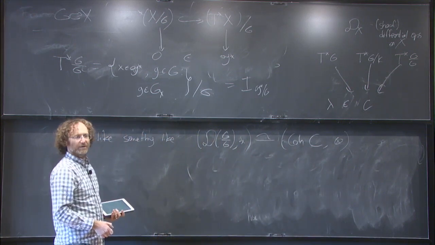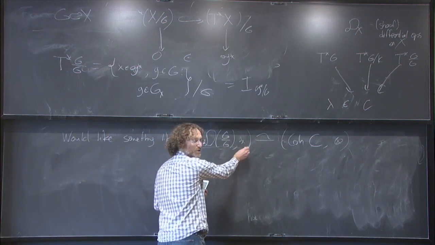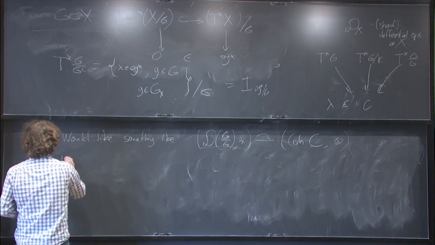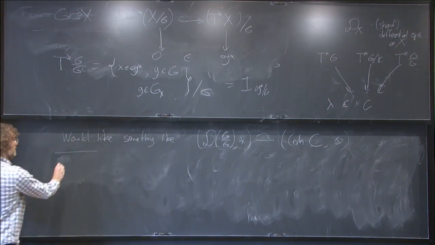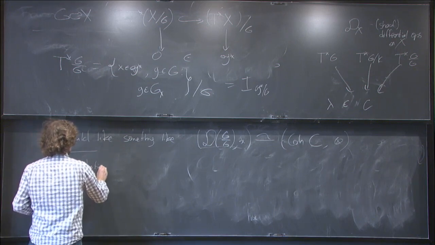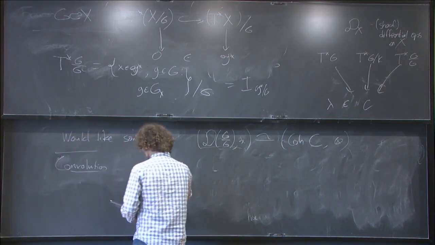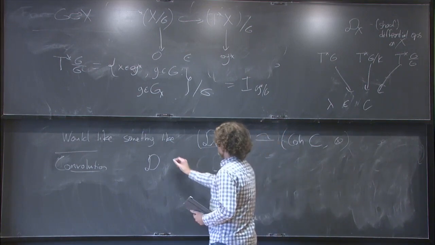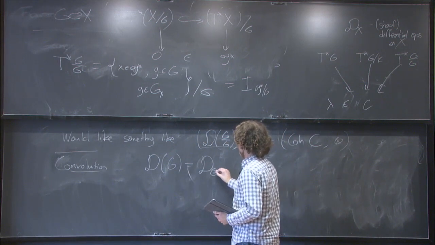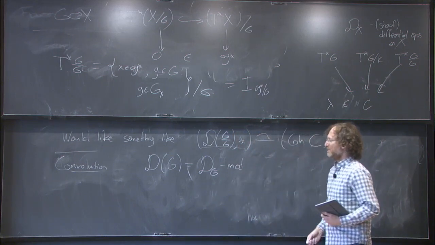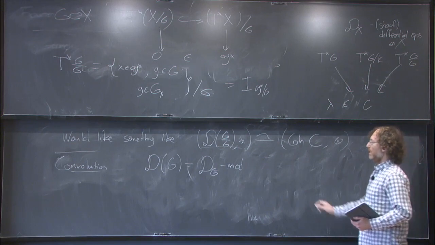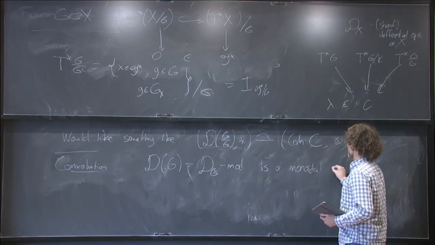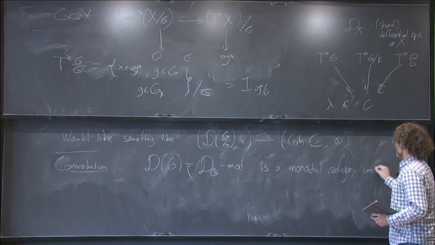Let me try to explain this dream. First of all, I have to tell you what this convolution is. That's an important structure I have on class functions, that I can convolve them. What is the analog of convolution here? Let's forget about equivariance. You just look at the modules for systems of differential equations on G. This is a tensor category, a monoidal category. It has an operation of convolution.